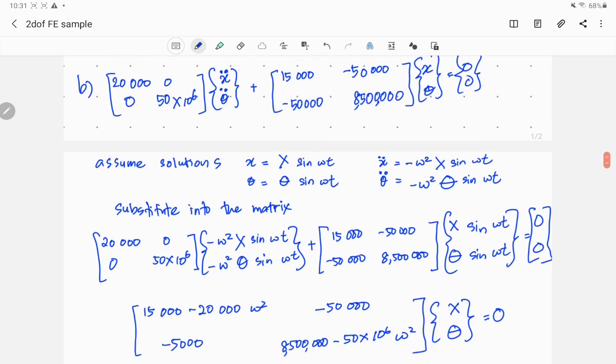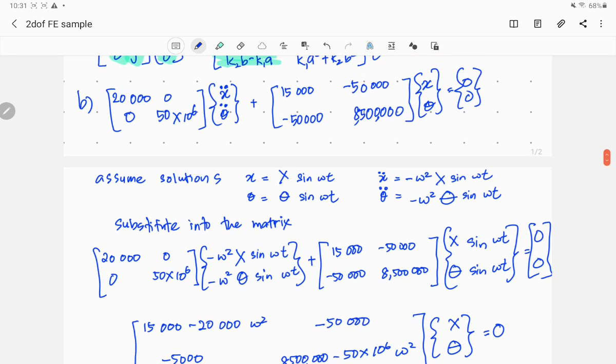After you have assumed the solutions, in this case I assume x equals capital X sine omega t and theta equals capital theta sine omega t. You can also assume it as cosine, no problem, as long as it's harmonic motion. We assume harmonic motion because later on these sine functions we're going to factorize and divide, so they're going to cancel out anyway.